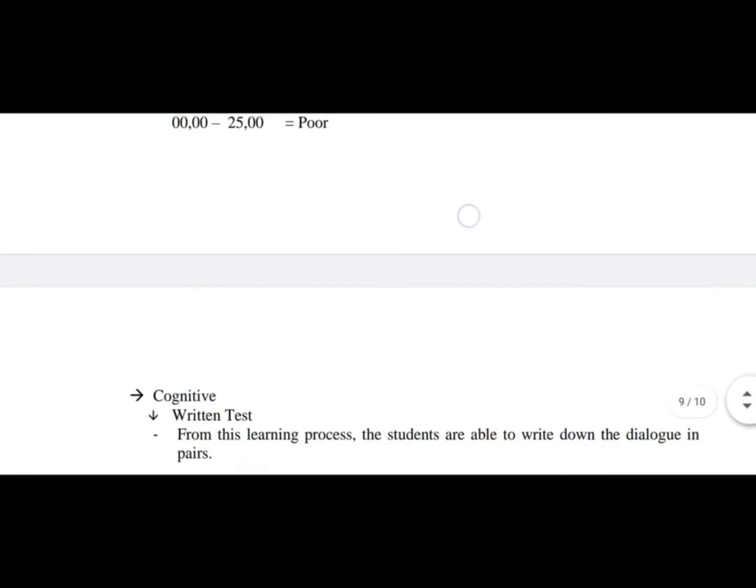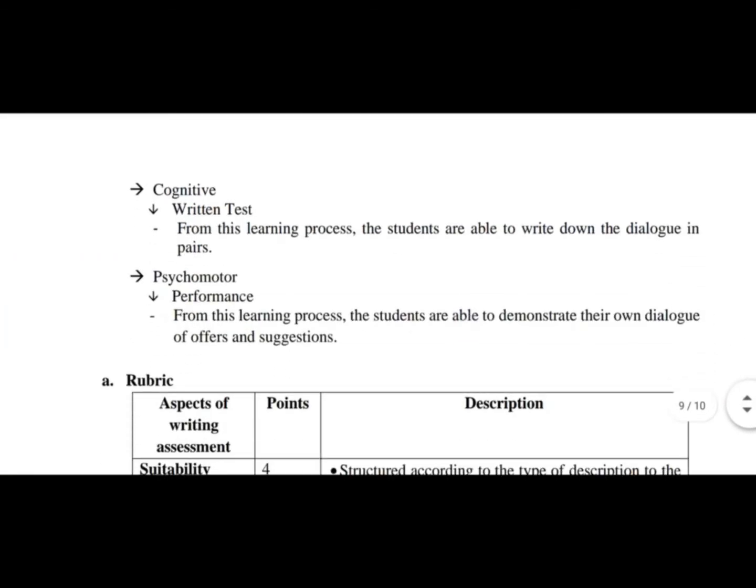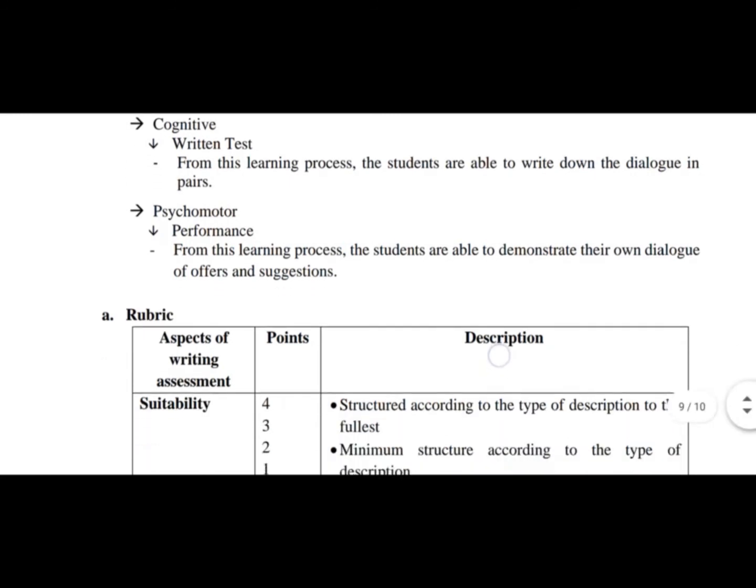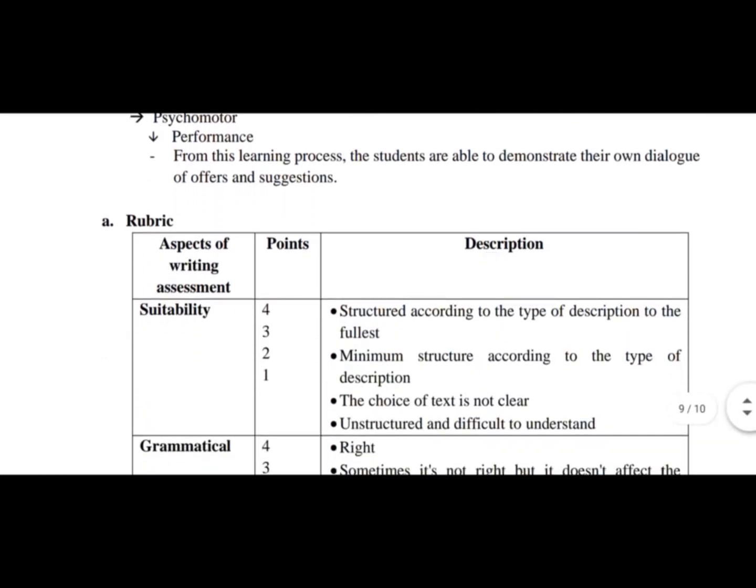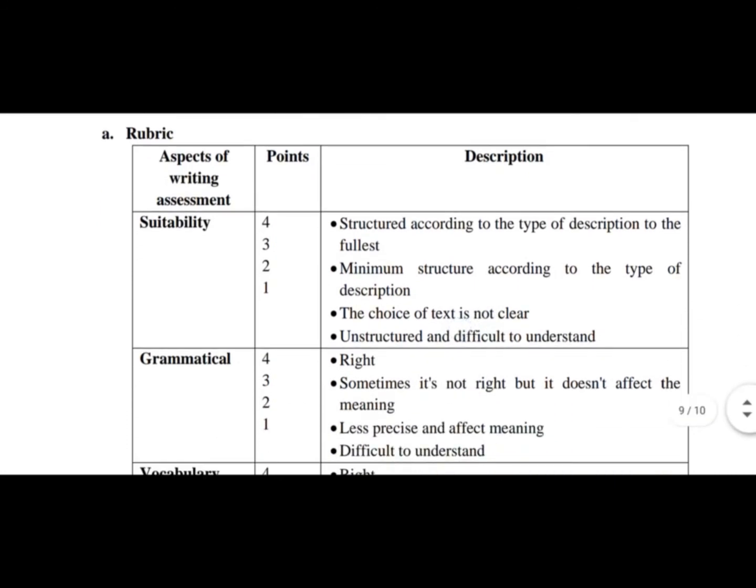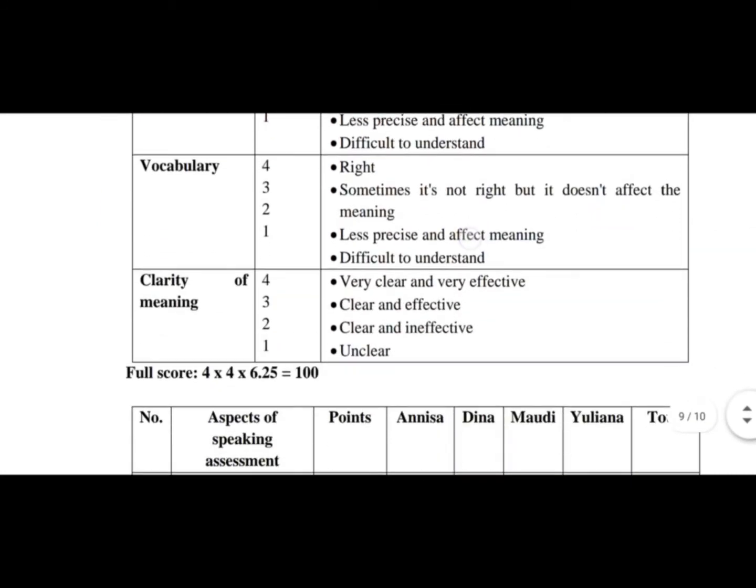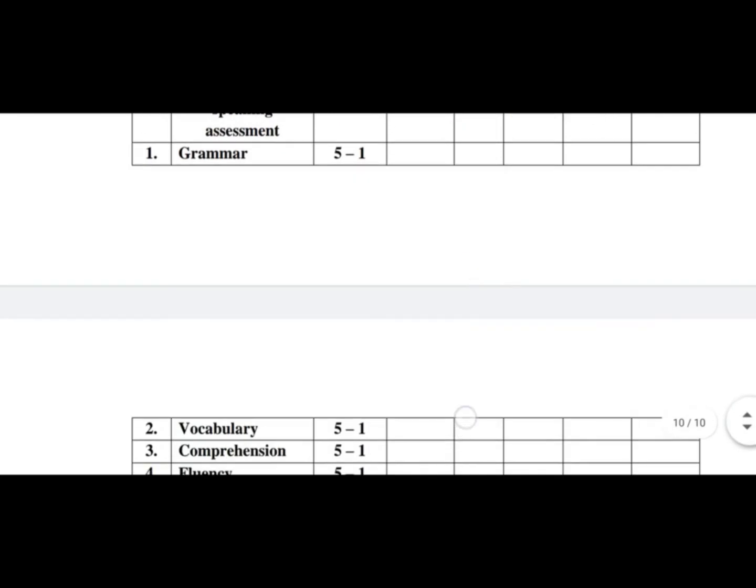Okay, move to cognitive. Written test. From this learning process, the students are able to write down the dialogue in pairs. And psychomotor performance: from this learning process, the students are able to demonstrate their own dialogue of offers and suggestions. Because the skills are writing and speaking, the rubric will be about writing assessment and also speaking assessment.